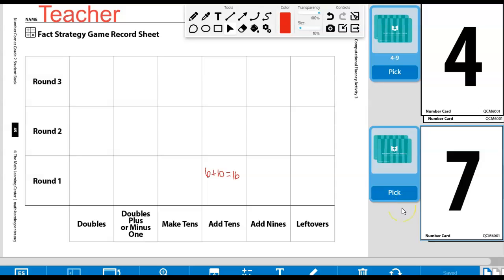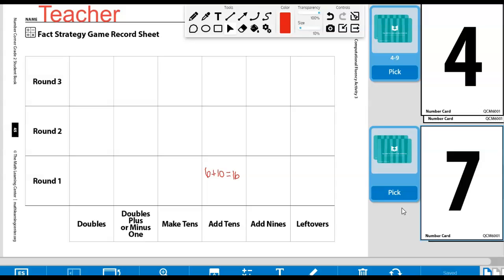Thumbs up or thumbs down? Is this a doubles fact? Oh, big thumbs down. No, these aren't the same number. Is it a doubles plus or minus 1? Thumbs down. These are more than one number apart. Is it a make 10? No, a 4 and 7 don't make 10. Is it an add 10? An add 9? It doesn't fit into any of my facts.